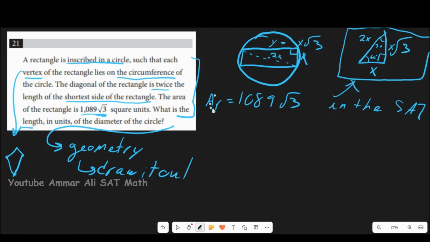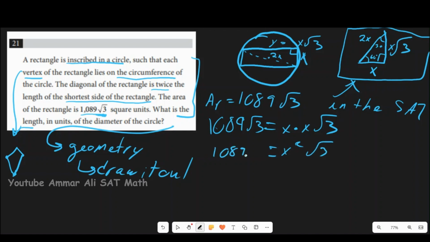So we know that the area of the rectangle is equal to 1089 root 3. So we can rewrite that as 1089 root 3 is equal to x times x root 3. Now we will have x squared root 3 is equal to 1089 root 3. Cancel that out, right? I basically just divided both sides by root 3. So then we are left with x squared equal to 1089, and we have to square root that.